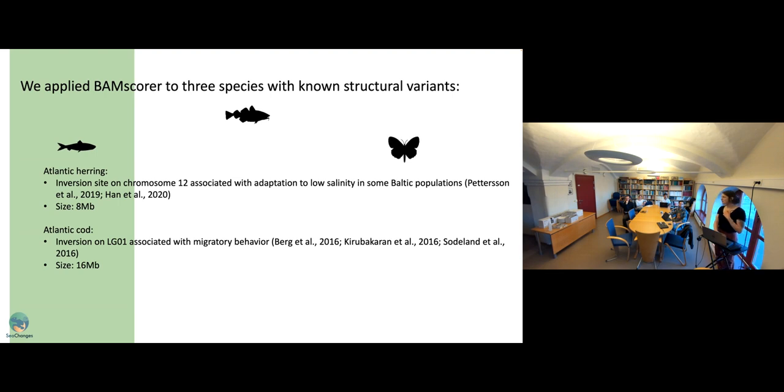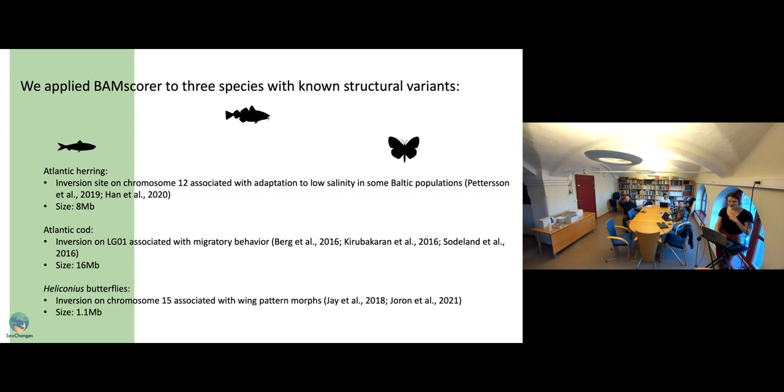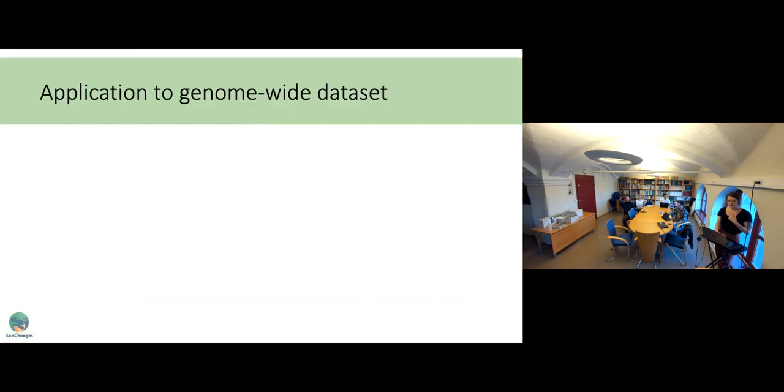And then to get away from fish and to show that it's not just a fish program, we also did Heliconius butterflies. They have several different inversions that are associated with wing pattern morphs, and so we just pulled one of them out. And this one was only 1.1 megabases. So we had quite a range of sizes of inversions as well.